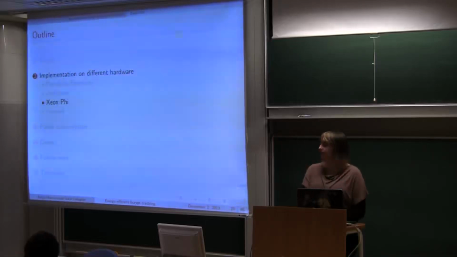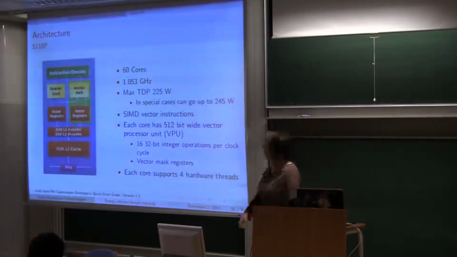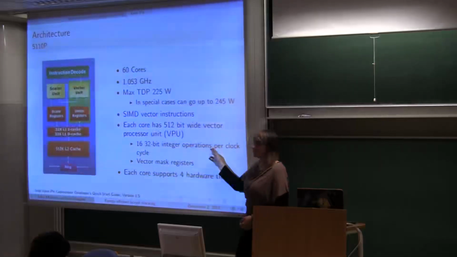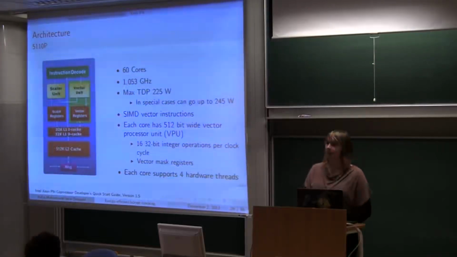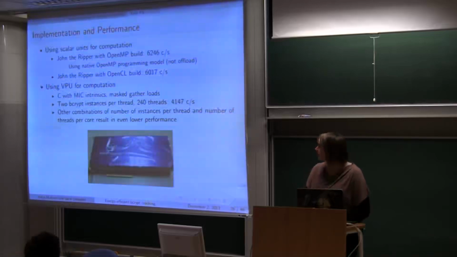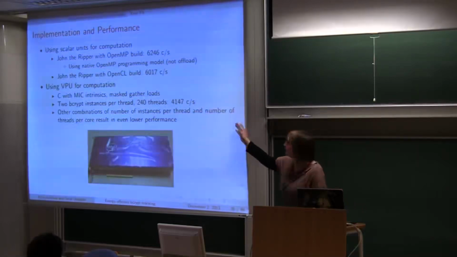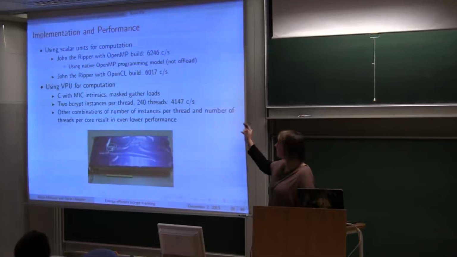So the next architecture that's interesting is Xeon Phi. It's interesting because of its vector processor unit, where we can execute 16 32-bit integer operations per clock cycle. And we have 60 cores, each of which supports 4 threads. So what we tried first was to use only scalar units and to build John the Ripper with OpenMP and OpenCL, which resulted in these performances.